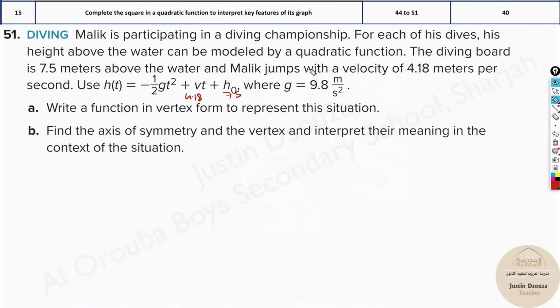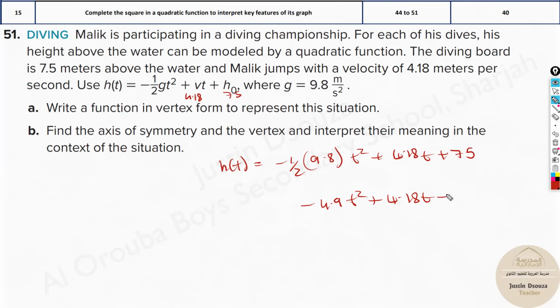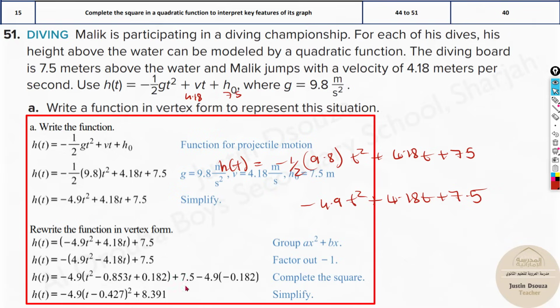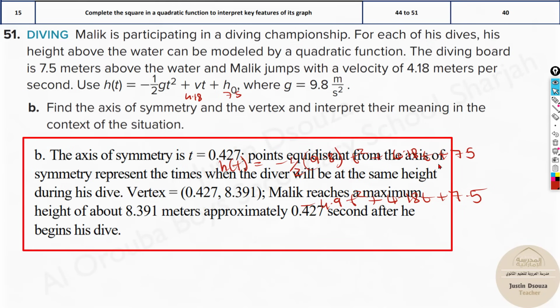Here, remember, everything is in meters, therefore we use acceleration due to gravity also in meters per second squared. So the equation h of t is given as minus half g, where g is 9.8, t squared plus 4.18 t plus 7.5. Now here you can simplify this: minus 4.9 t squared plus 4.18 t plus 7.5. This is the answer. Now you can easily do the vertex form representation, which we have done. You can just compare these both and check which is the vertex form. And here, for the axis of symmetry and vertex, you can easily use the formula minus b by 2a and get these answers as well. So once you get the x value, if you put it back in the equation, you can find the y value as well.